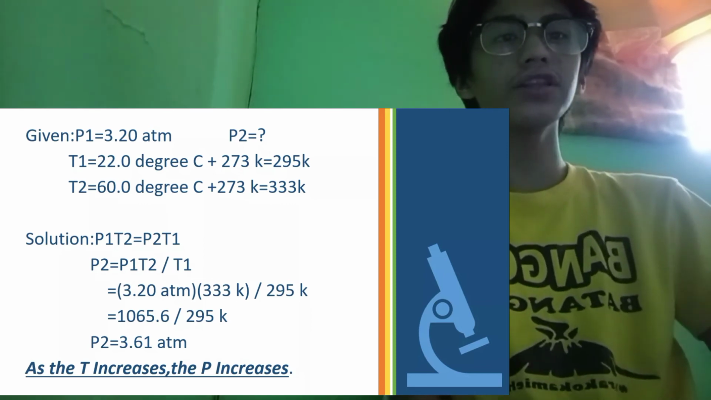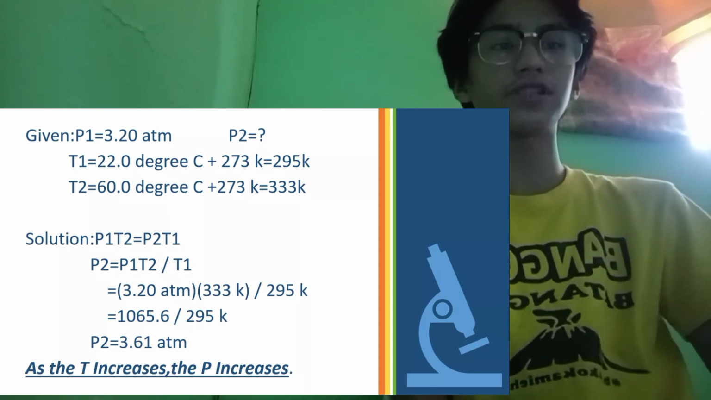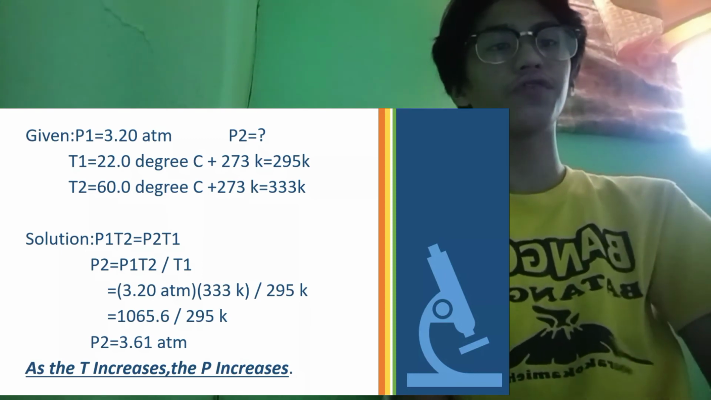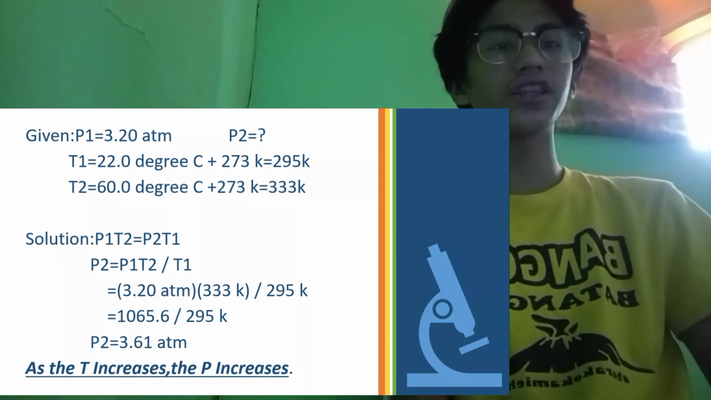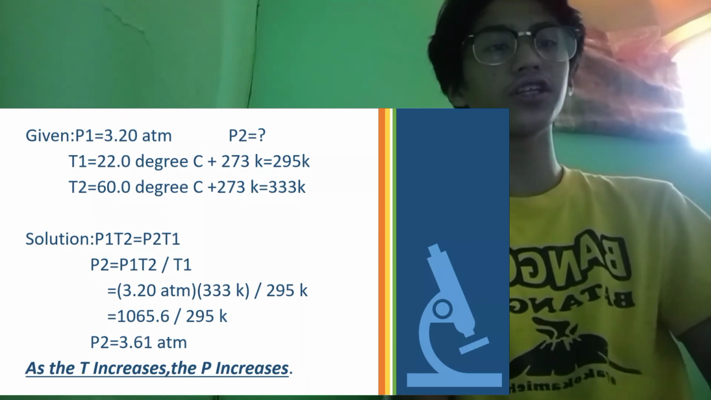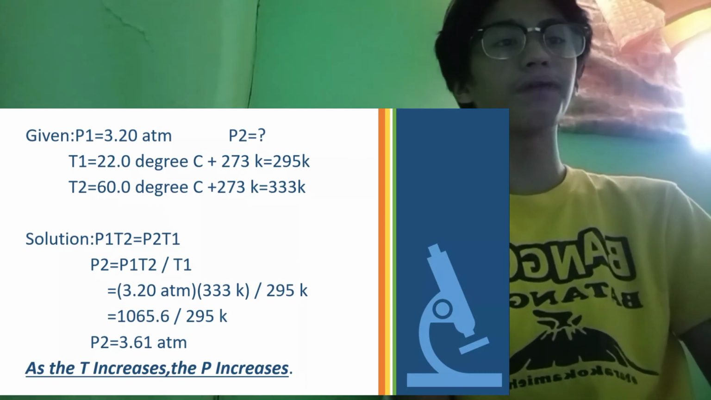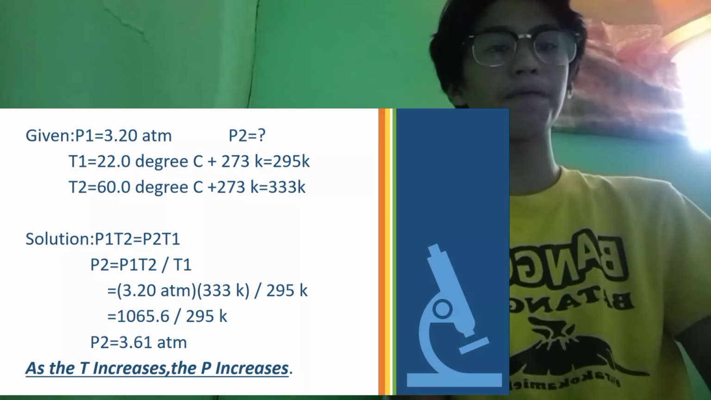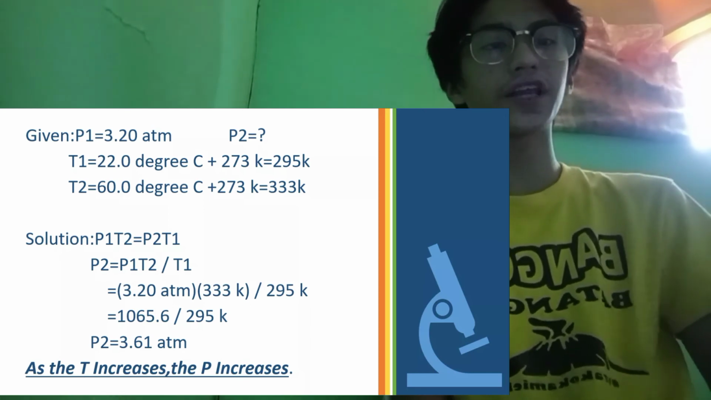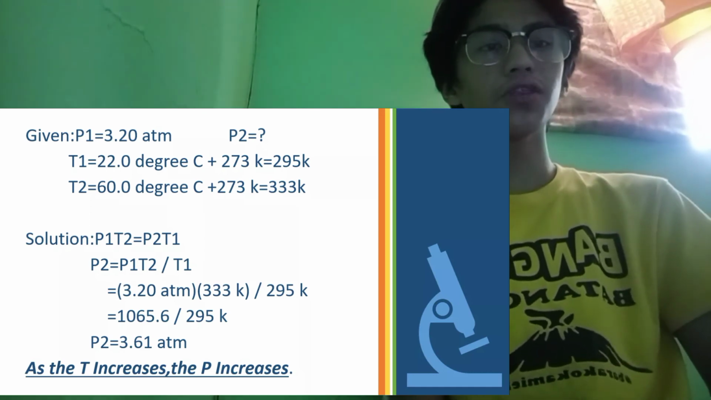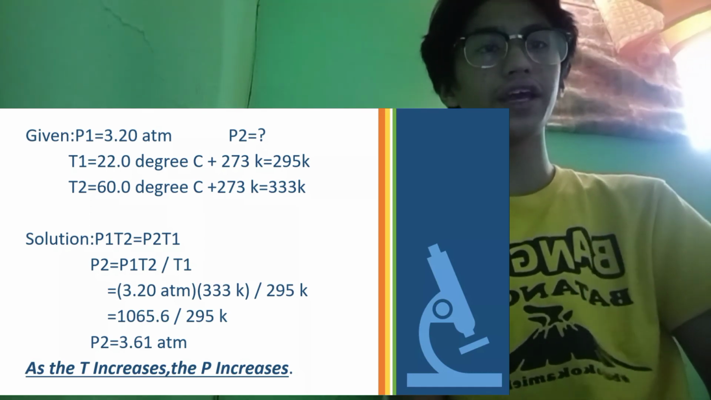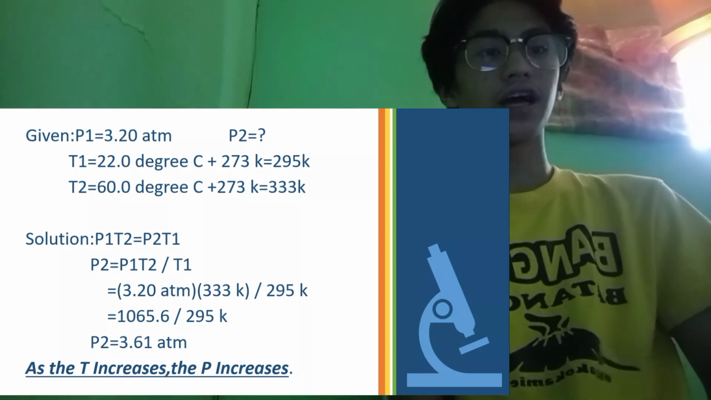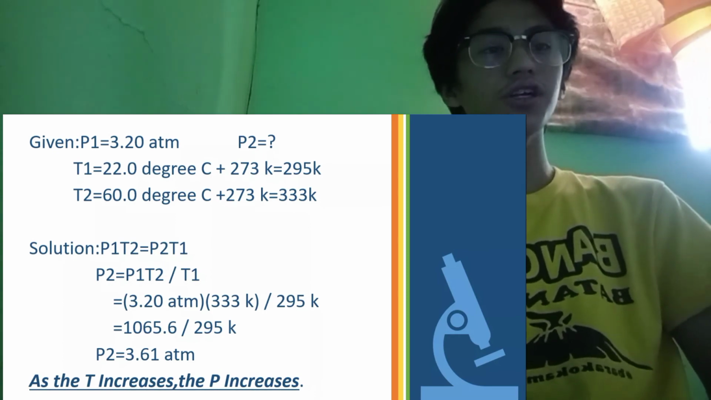Solution: P1 times T2 equals P2 times T1. Formula: P2 is equal to P1 times T2 divided by T1. 3.20 atm times 333 Kelvin divided by 295 Kelvin is equal to 1065.6 divided by 295 K. P2 is equal to 3.61 atm. As the temperature increases, the pressure increases.